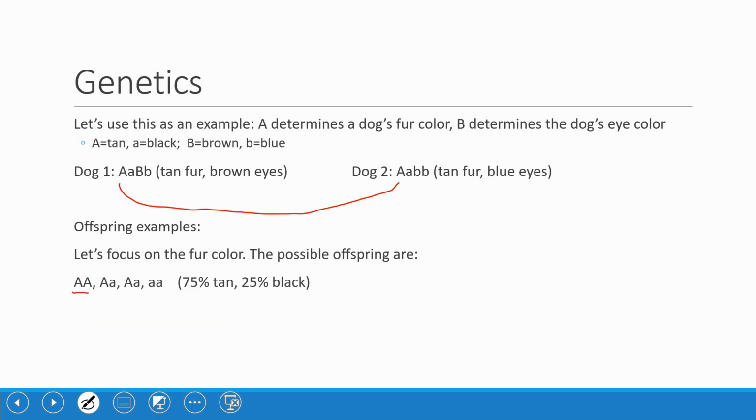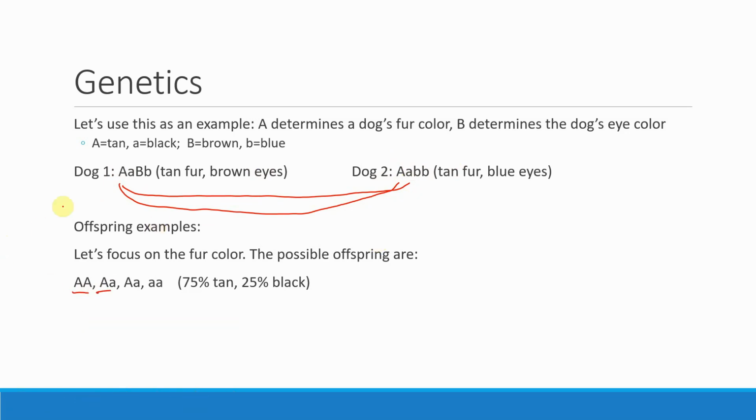Now, if I come back to this first A, let's say I did not get this first A of dog 2, I could instead get this. So now I've drawn a line from this first A to each of the possible combinations on this side, and that's how I would get this one.